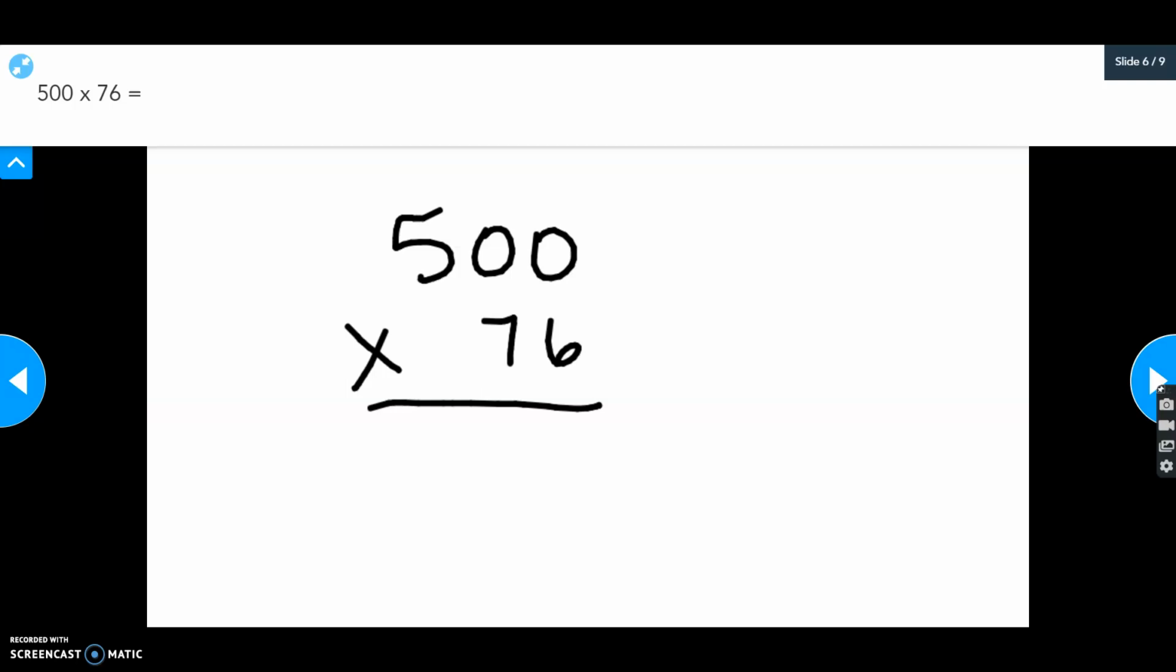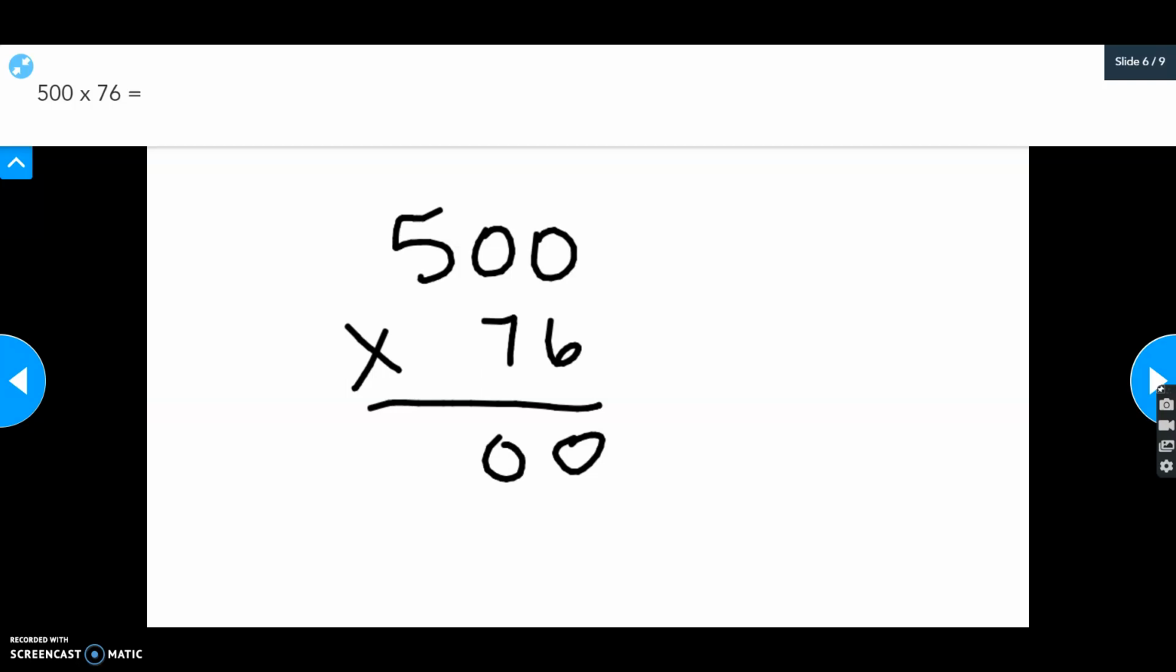We know we start in our ones digit on the bottom, so 6 times 0 is 0. We know anything times 0, if I have 0 groups of 6, I'm not going to have anything. So any number times 0 is going to give us 0. 6 times 0 again gives us 0.